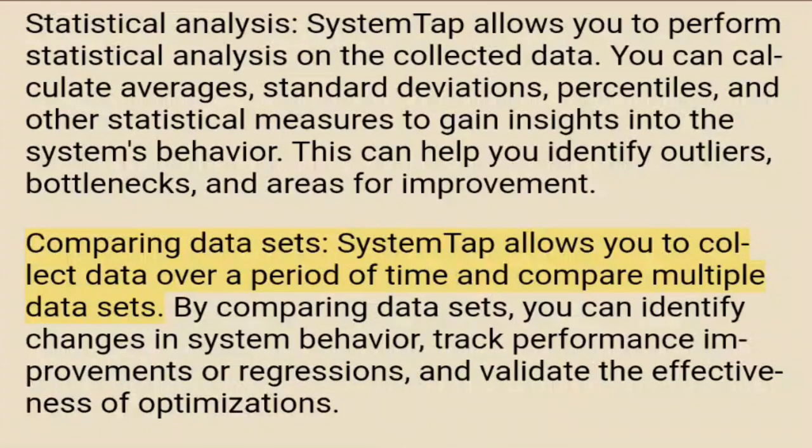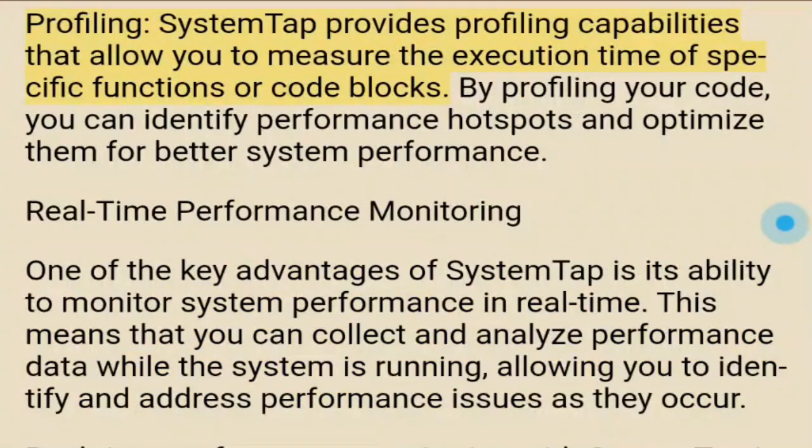Comparing datasets. SystemTap allows you to collect data over a period of time and compare multiple datasets. By comparing datasets, you can identify changes in system behavior, track performance improvements or regressions, and validate the effectiveness of optimizations. Profiling. SystemTap provides profiling capabilities that allow you to measure the execution time of specific functions or code blocks. By profiling your code, you can identify performance hotspots and optimize them for better system performance.